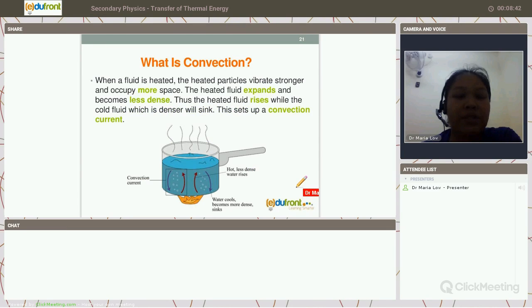In this slide, we can see that if you heat up a fluid, the heated particles will vibrate more strongly and therefore occupy more space. So this heated fluid will expand and become less dense, and when the density is lower, it will rise up, while the cold fluid, which is denser, will sink, and this will set up a convection current. This convection current helps the fluid to get heated evenly.